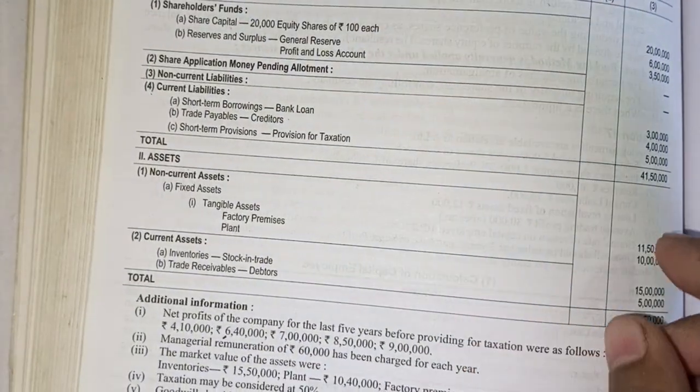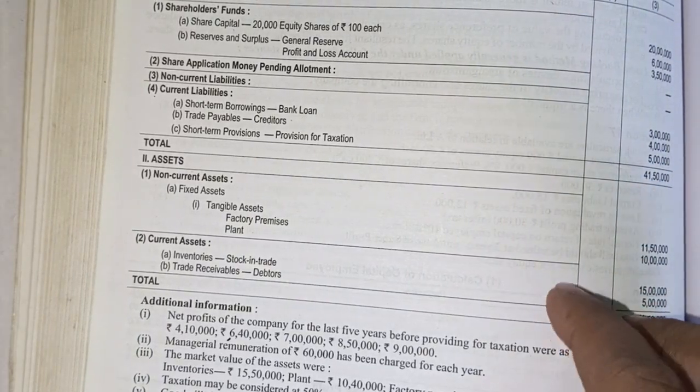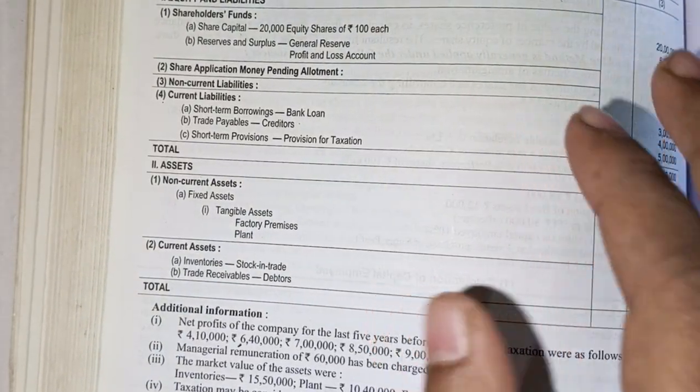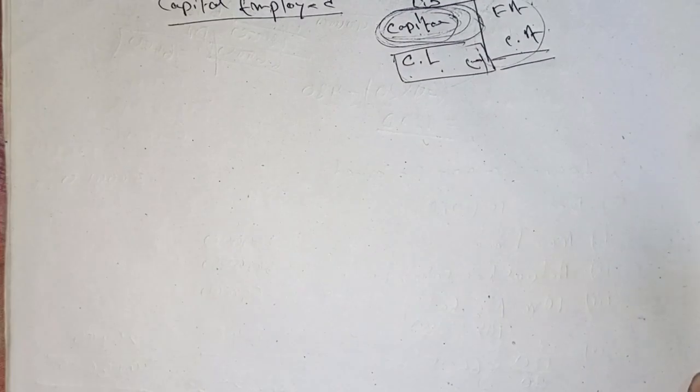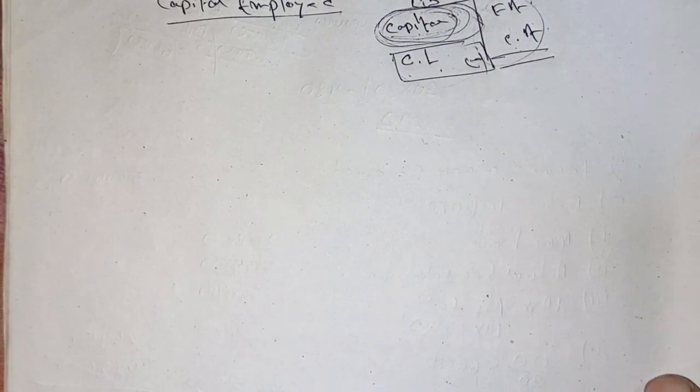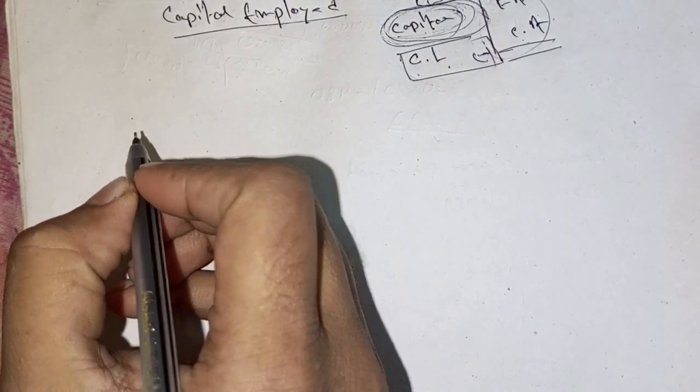Net asset approach means total asset minus current liability. Another is the liability side approach. I am going to show you the two categories. So first one, how do I calculate our capital employed? So we have to write here calculation of capital employed.